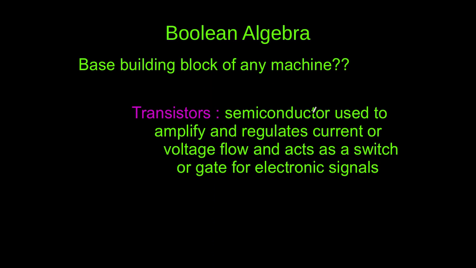What are transistors? Semiconductors used to amplify and regulate current or voltage flow, and act as a switch or gate for electronic signals. The first major reason they did the transistor was amplifying the signal. Let's say voice, you amplify it, and the way it does it, remember we said it's a switch. If I play with it in the range, I don't totally close it and I don't totally open it. It's in the middle here, that's where the amplifying happens.